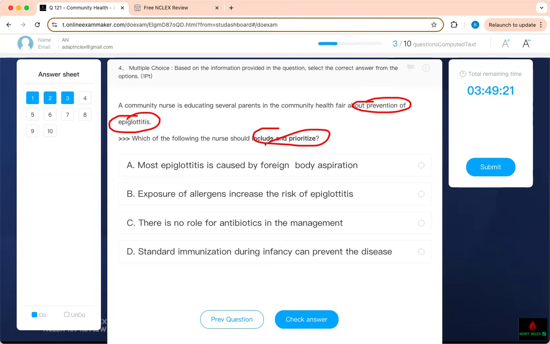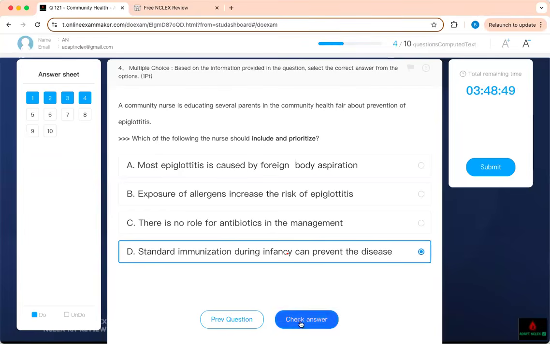What causes epiglottitis? It's a bacterial problem. How do you prevent it? Immunization. That's all. Most epiglottitis is caused by foreign body aspiration? It does not do that. Exposure to allergy increases the risk of epiglottitis? It causes asthma. There is no role for antibiotic in the management? Antibiotic is good for when they come in with severe disease. Standard immunization during infancy can prevent it. You get it at 2 months, 4 months, 6 months, and 8 months. It's very good.